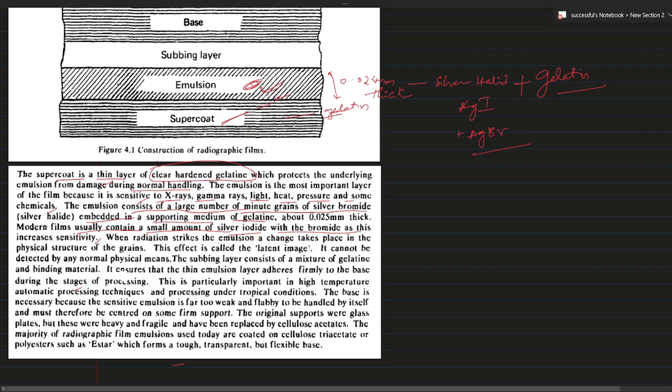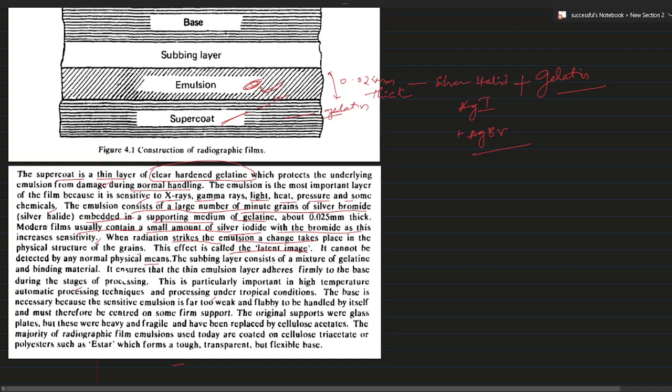When radiation strikes the emulsion, a change takes place in the physical structure of the grains. We told you, right? Initially it contains silver crystals. Now the film is exposed to radiation, then the physical structure of the grains will get changed. This effect is called the latent image. It cannot be detected by any normal physical means.